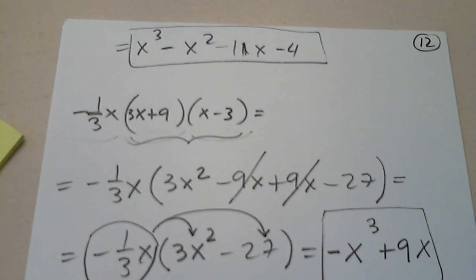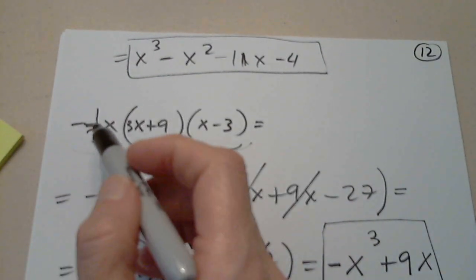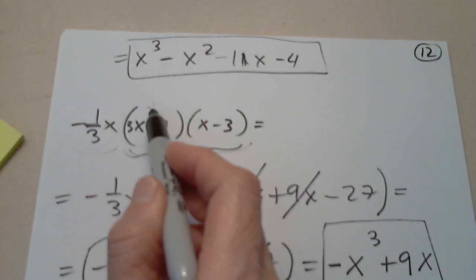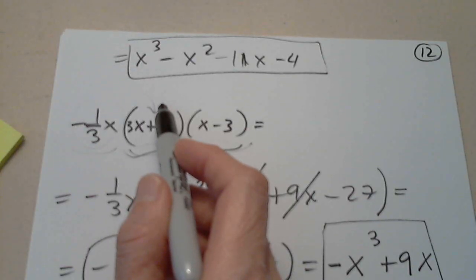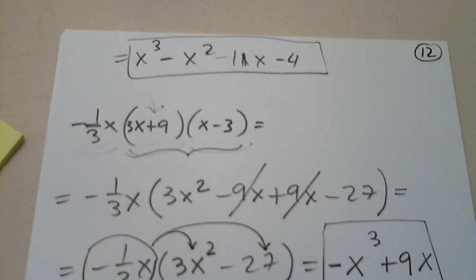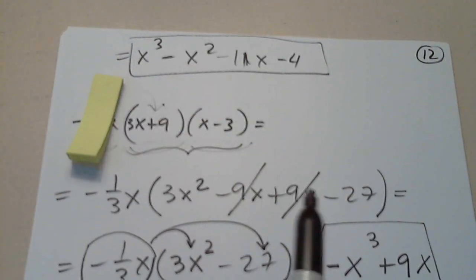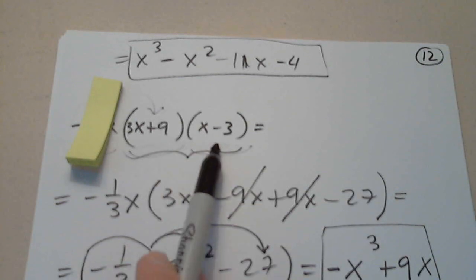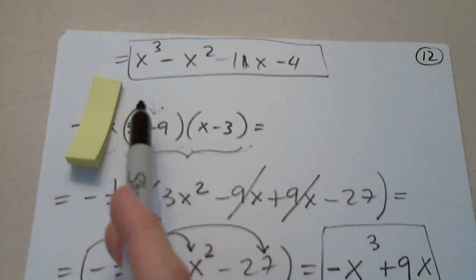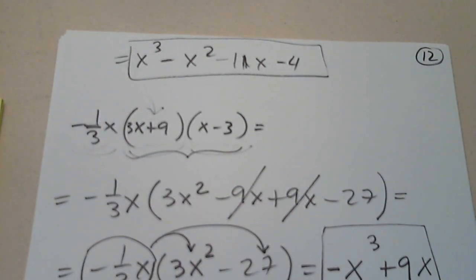I just don't want to confuse you. Could you have just distributed this in here and made your life easier? Potentially, yes. But in general, don't look at the monomial in front, if there is one. Multiply the binomials or trinomials, whatever they are, and then at the very end, distribute this to all terms.